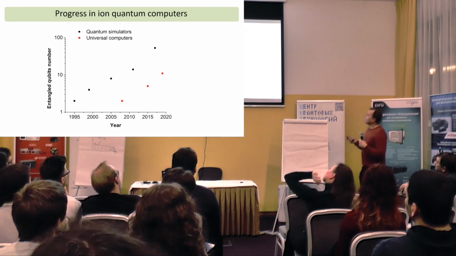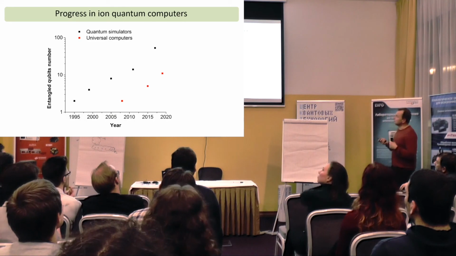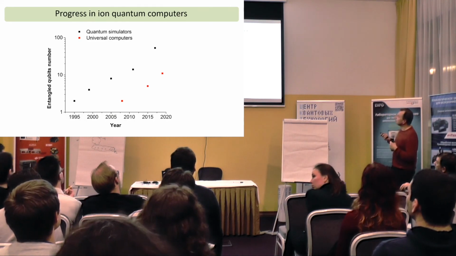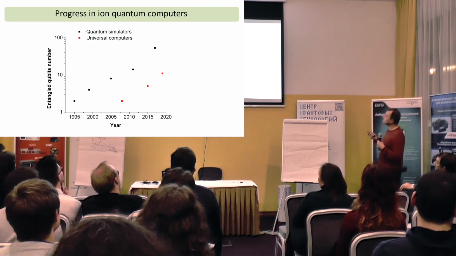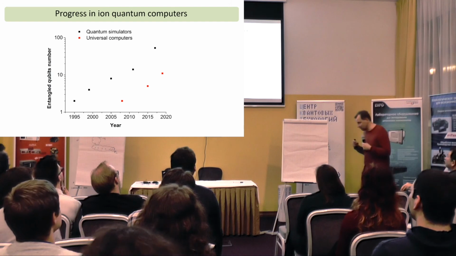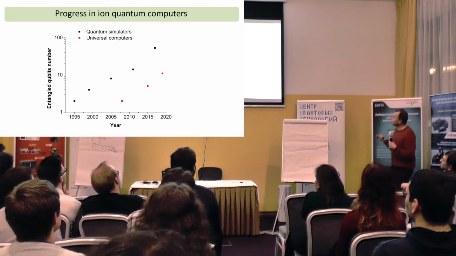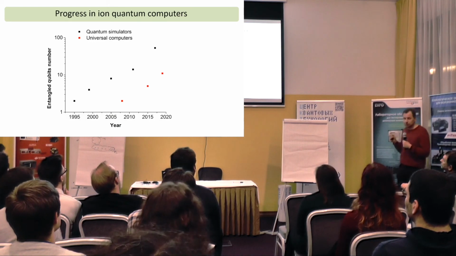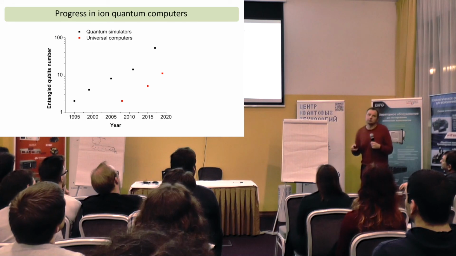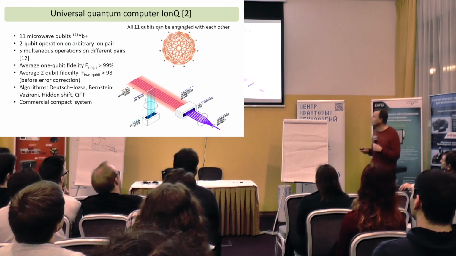If we talk about entangled qubit number, it also grows. Again considering ions, we see that for quantum simulators it reaches about 50, 51, similar to many other systems today. And if we go for universal computers, it sticks between 11 and 13 today. But it's the best universal quantum computer at the moment, anyway.